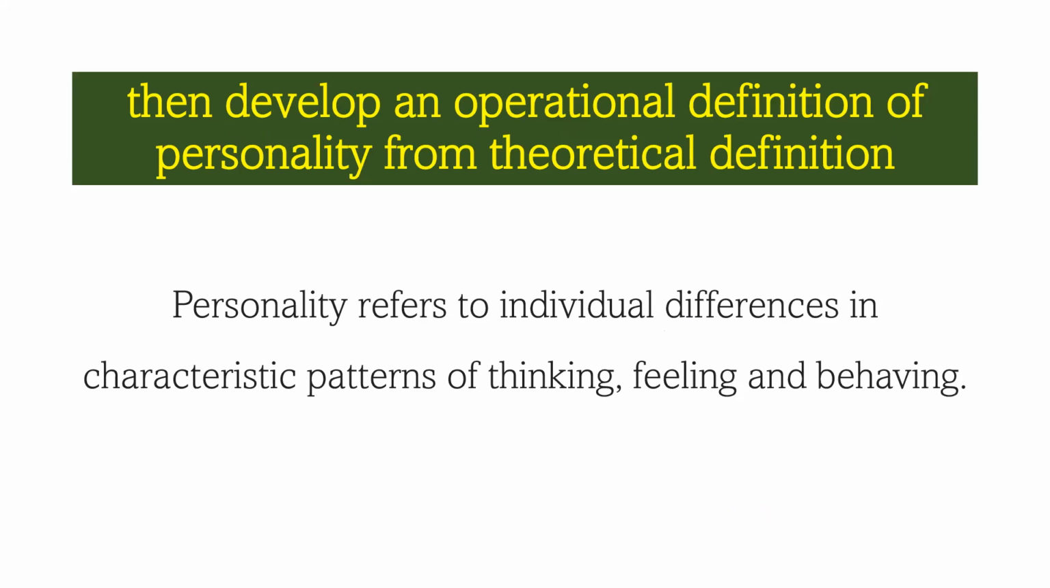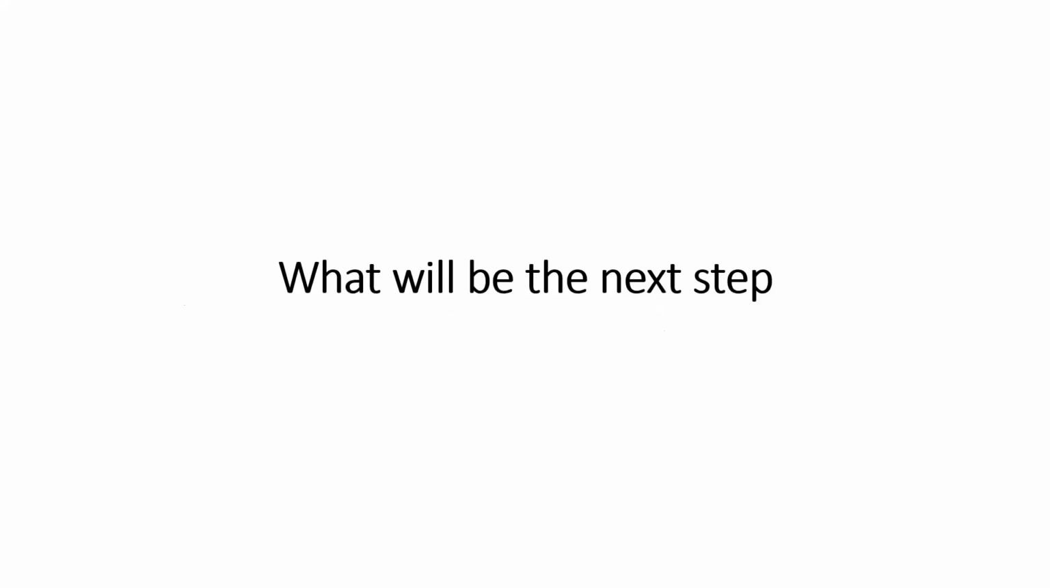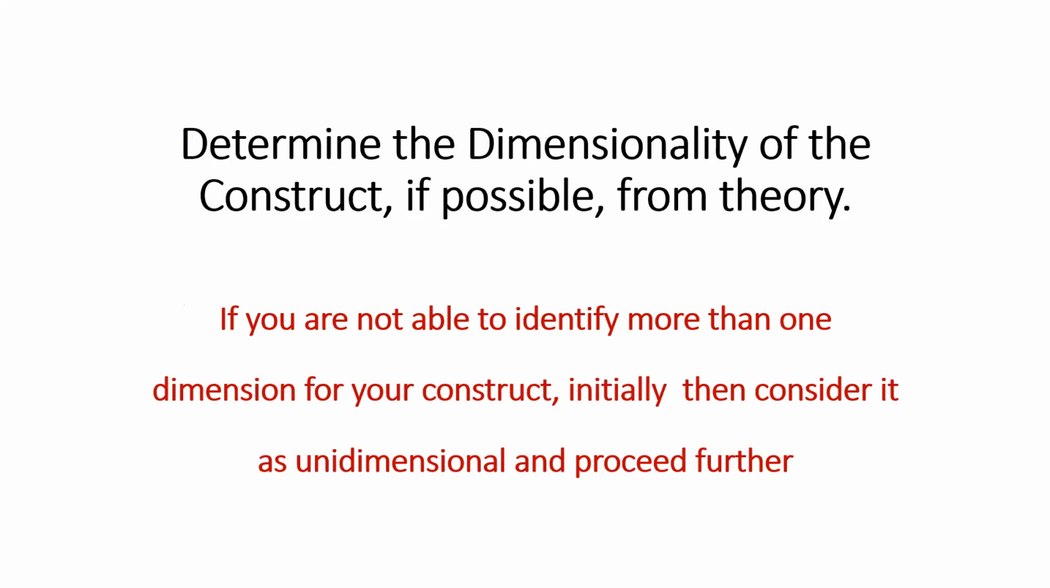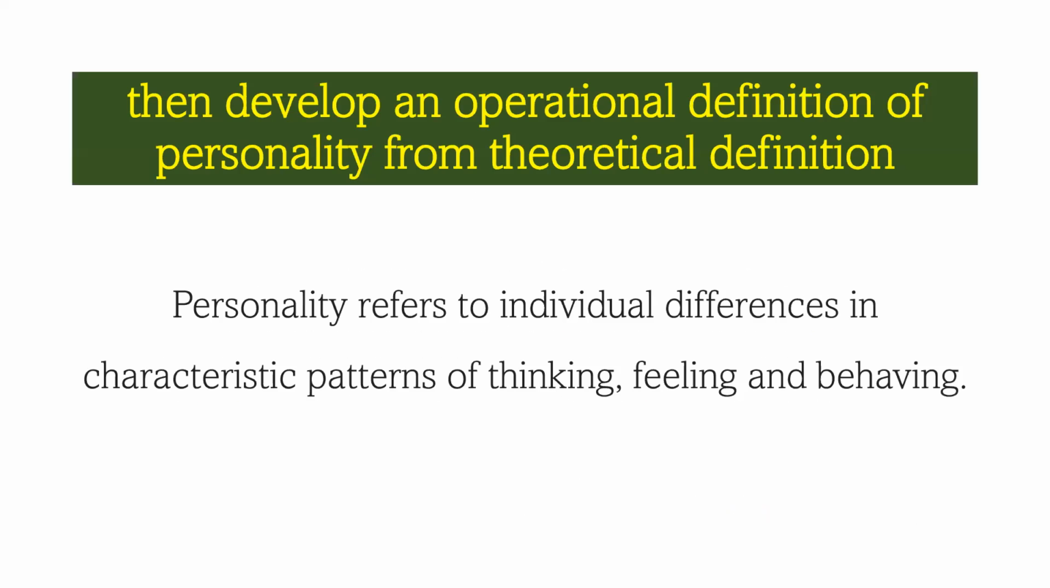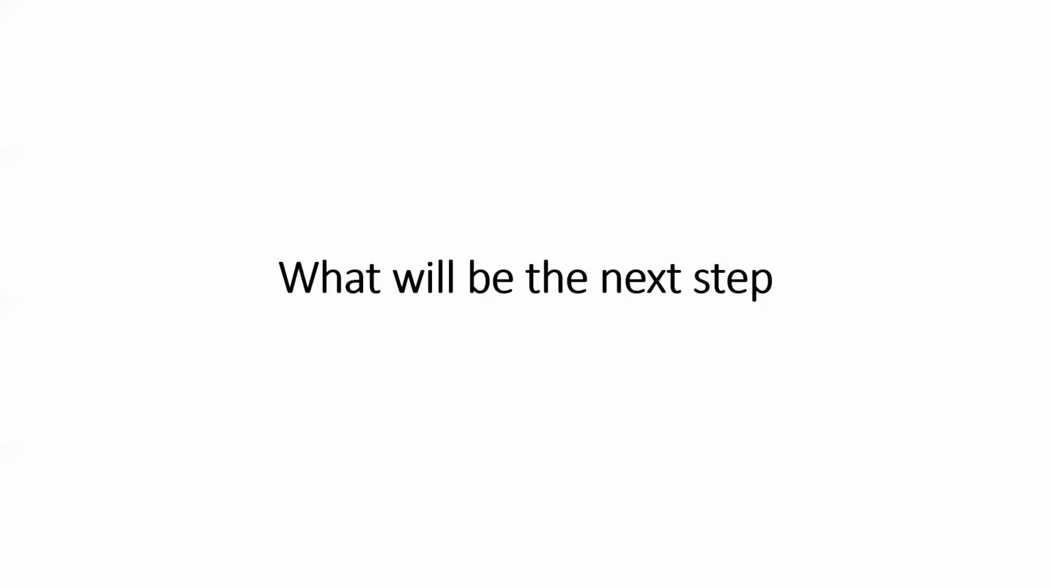So for the operational definition, we refer to personality as individual differences in the characteristics, patterns of thinking, feeling, and behaving. So what will be the next step? We have to determine the dimensionality of the construct from the theory. From this, you can see that we have defined thinking, feeling, and behaving. So we will have at least 3 dimensions.